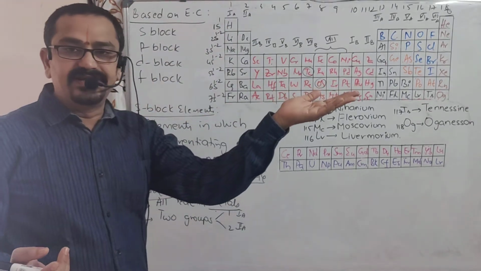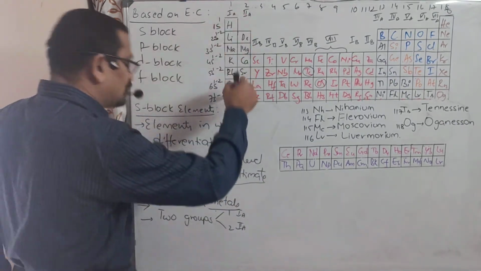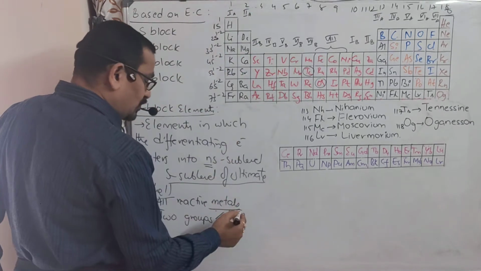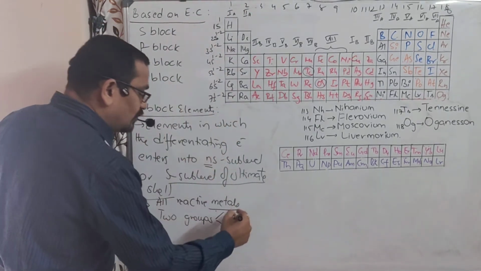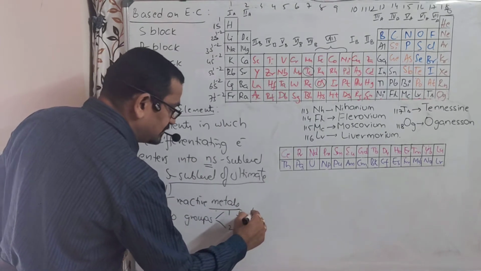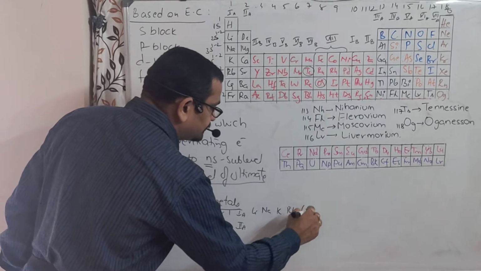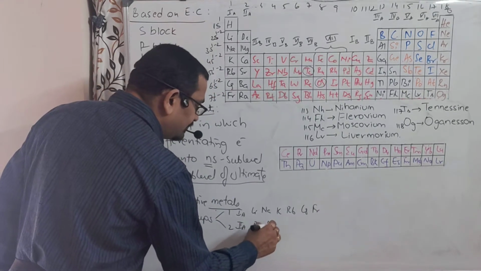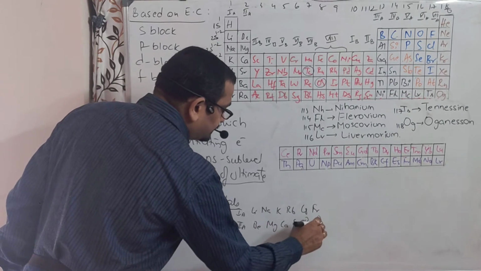Horizontal rows are called periods. We already studied that in the first session. Two groups were included in the S block, namely first and second as per IUPAC notation, 1A and 2A as per old notation, right? What are the members of these two groups? Lithium, sodium, potassium, rubidium, cesium and francium. 2A group elements are beryllium, magnesium, calcium, strontium, barium and radium.